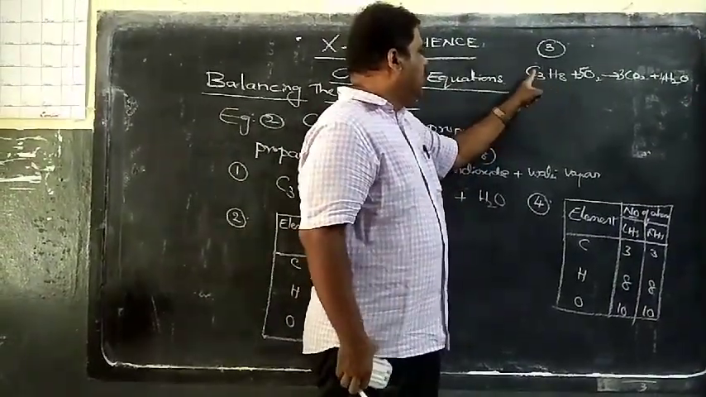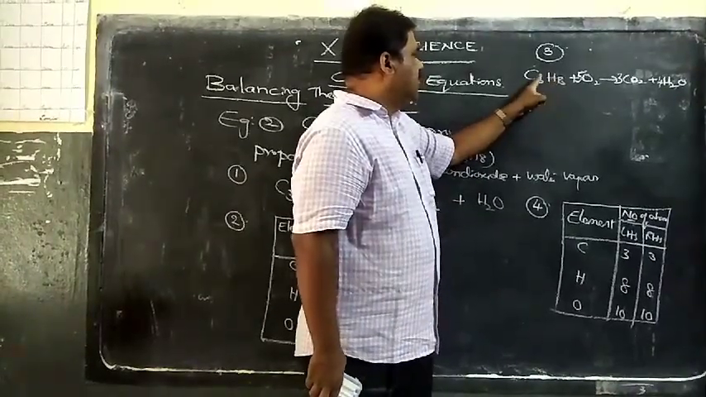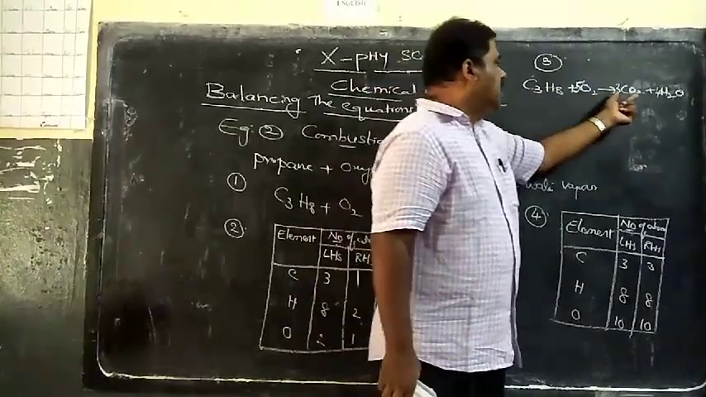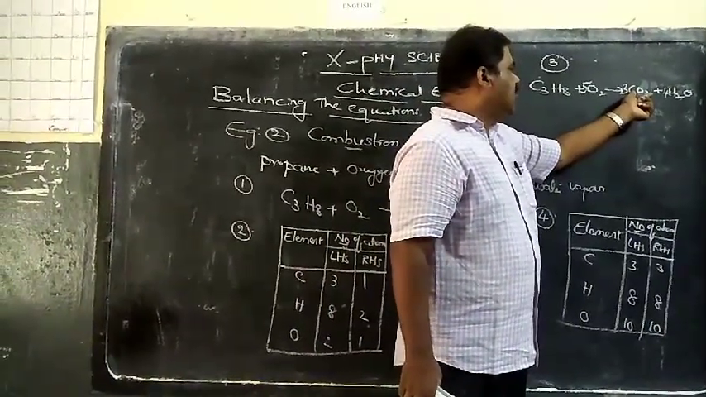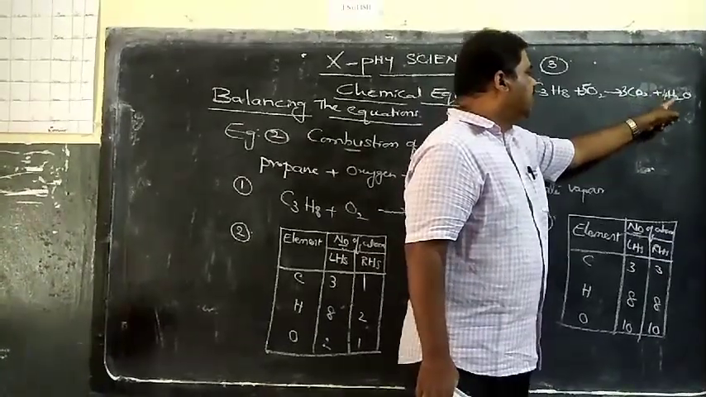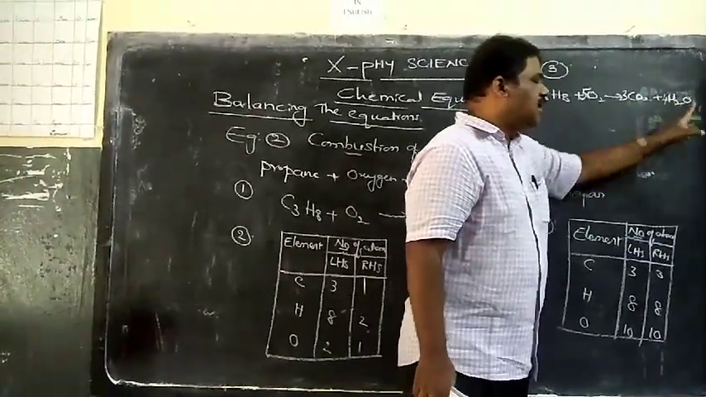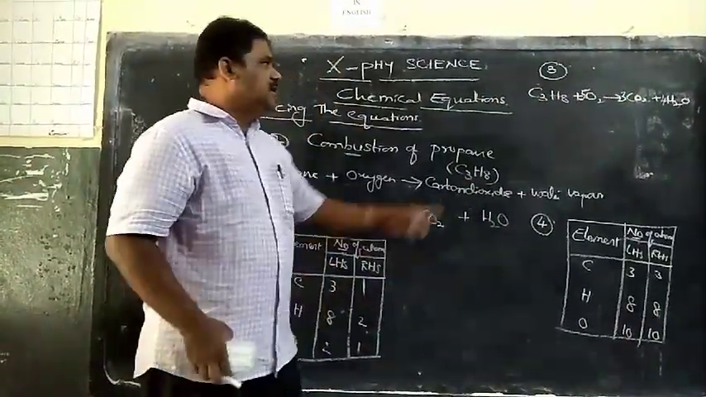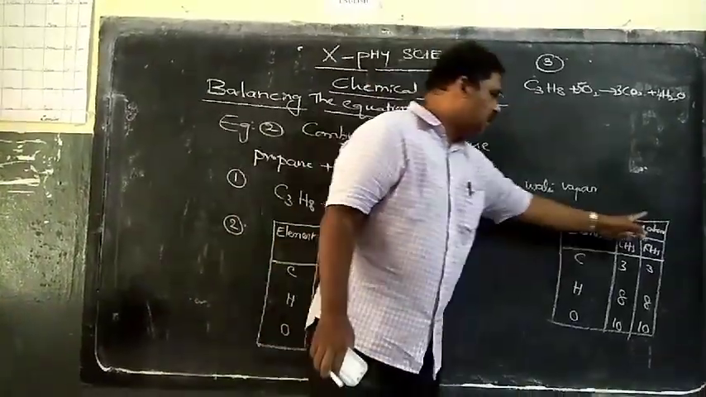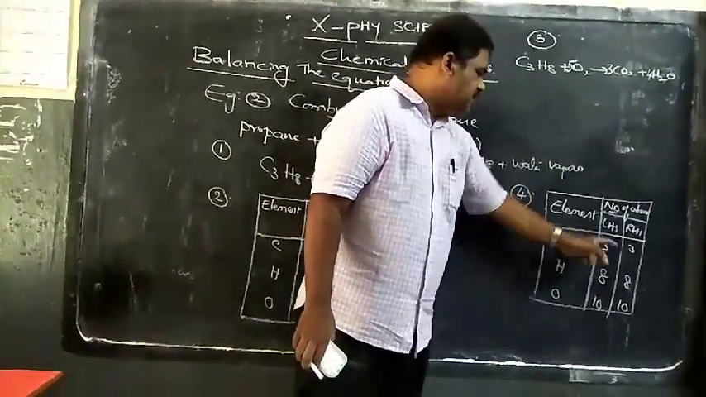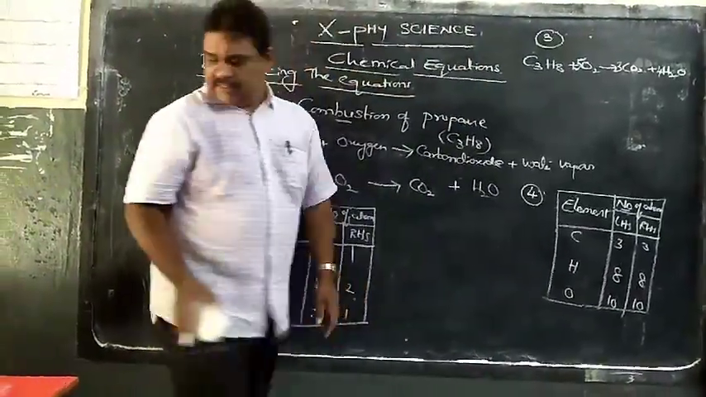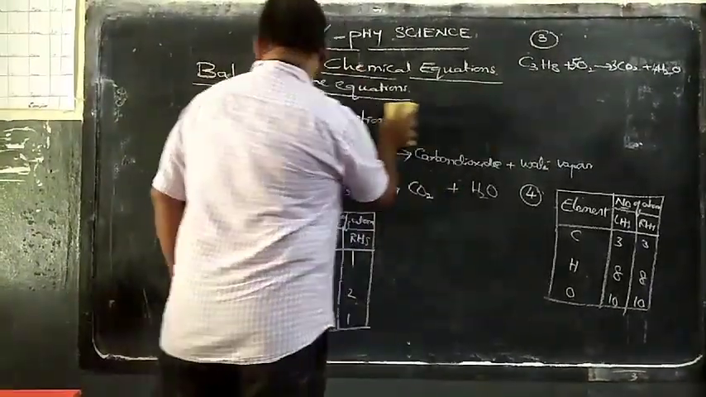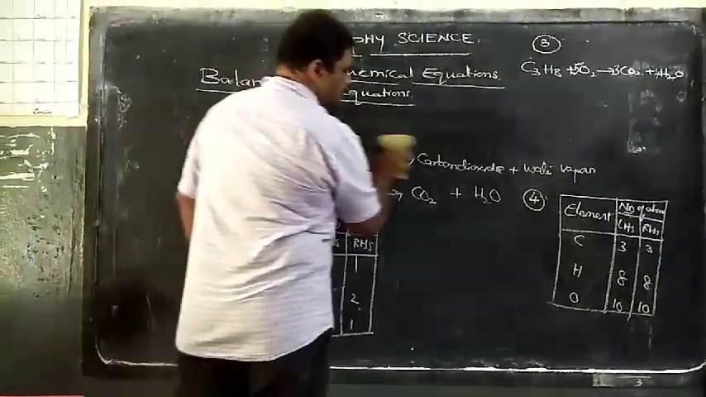Look at this propane. There are 3 carbon atoms, 8 hydrogen atoms. That means the ratio of carbon and hydrogen is 3:8. Here in carbon dioxide, what is the ratio of carbon and oxygen? 1:2. Here the ratio of hydrogen and oxygen in water is 2:1. Like that, the ratio of atoms of the elements in a compound should not be disturbed. That is the third step. Fourth step, we should cross check whether the equation is balanced or not. So like this, there are 4 steps to balance an equation. Now let us see another example. This is the last example in this chapter.